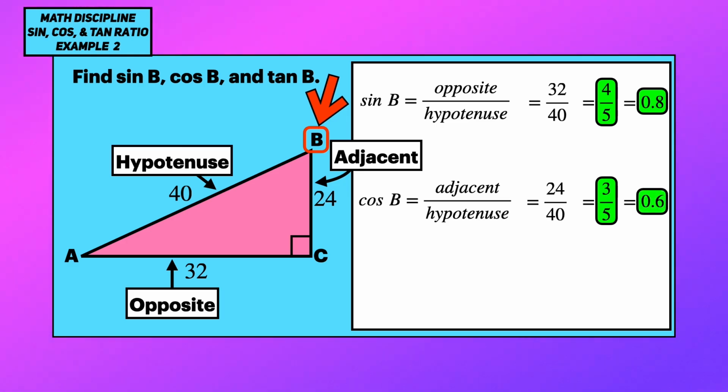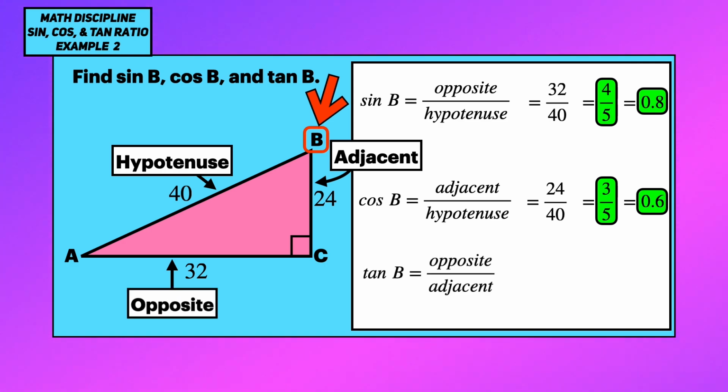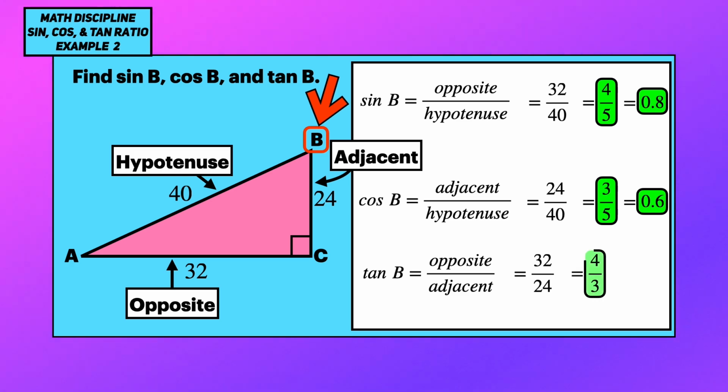To find the tangent of angle B, we divide the opposite side by the adjacent side. The opposite side is 32 and the adjacent side is 24, so 32 over 24. We simplify by dividing our numerator and denominator by 8, and our simplified answer in fraction form is 4 over 3. To write our answer in decimal form, we divide 4 by 3 and that gives us approximately 1.33.